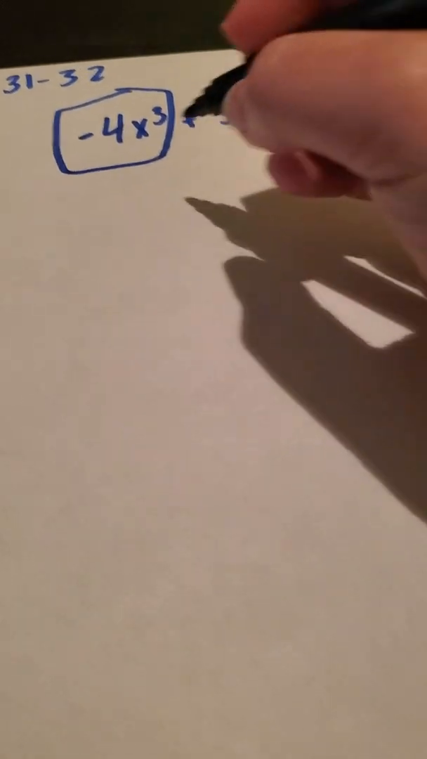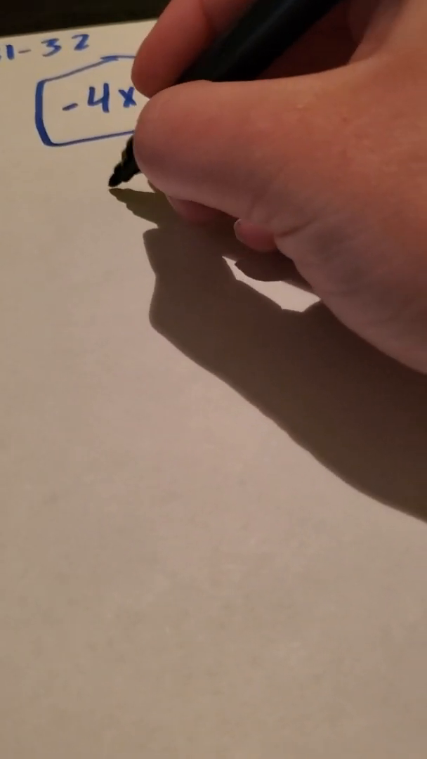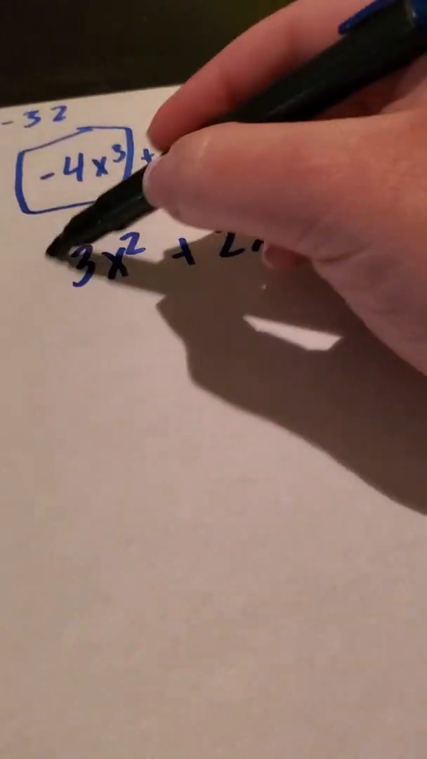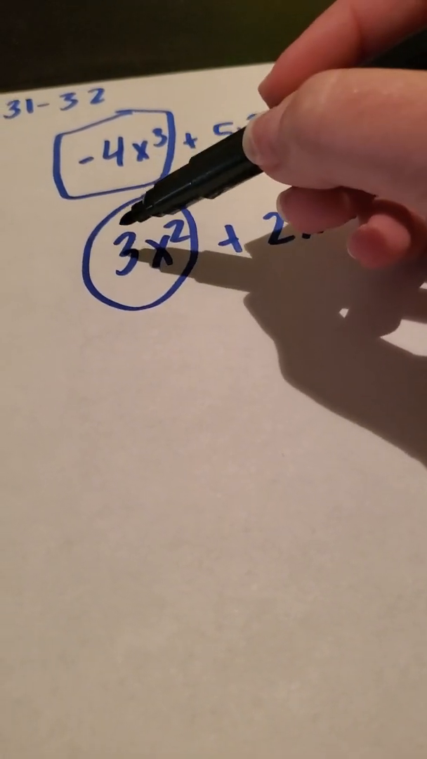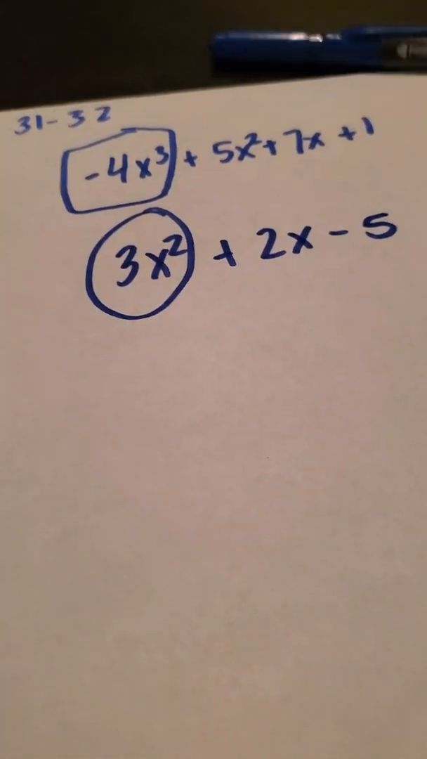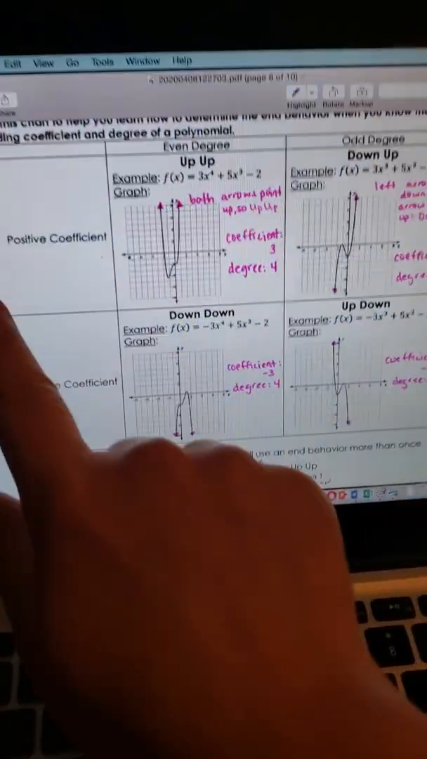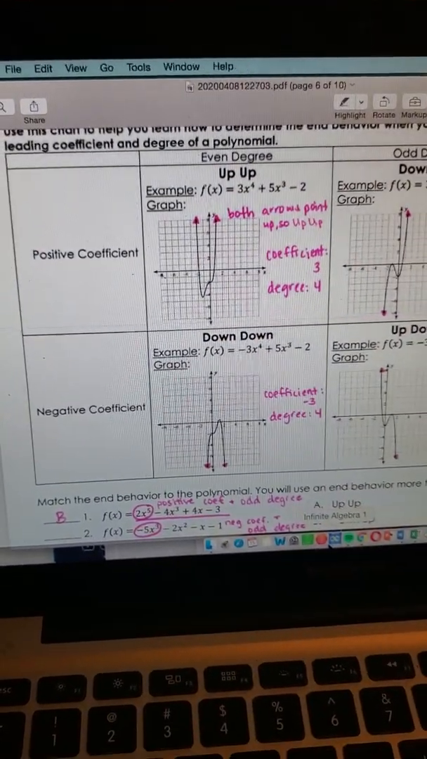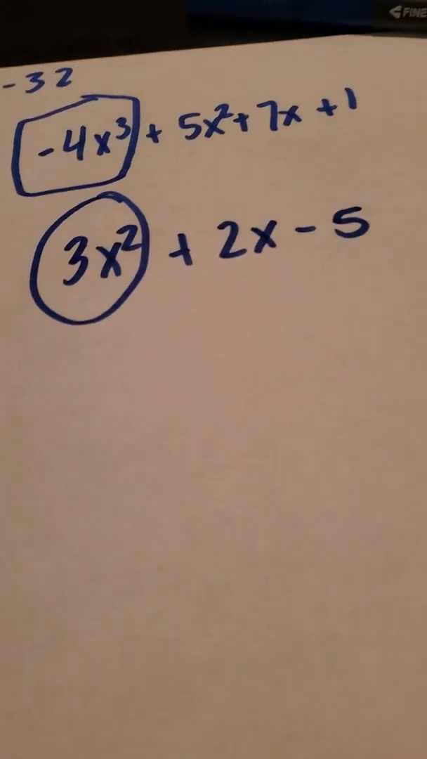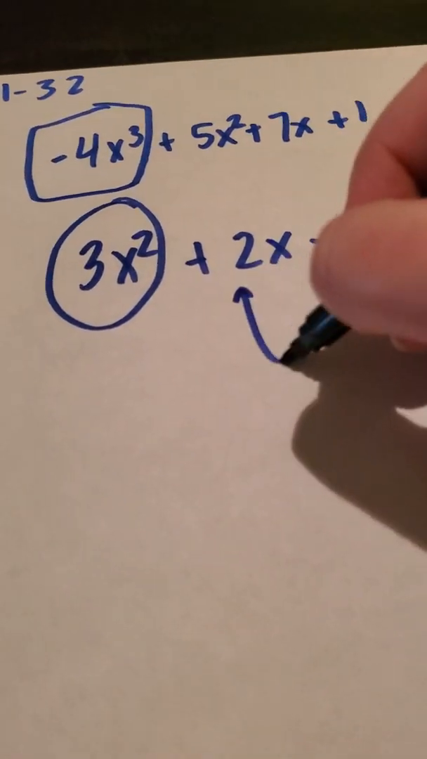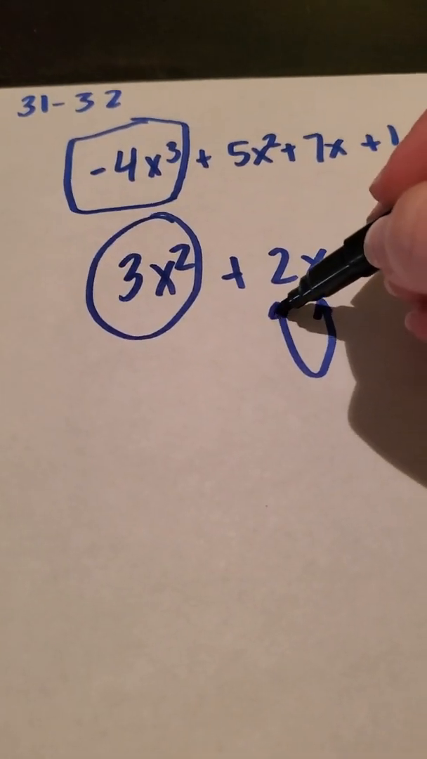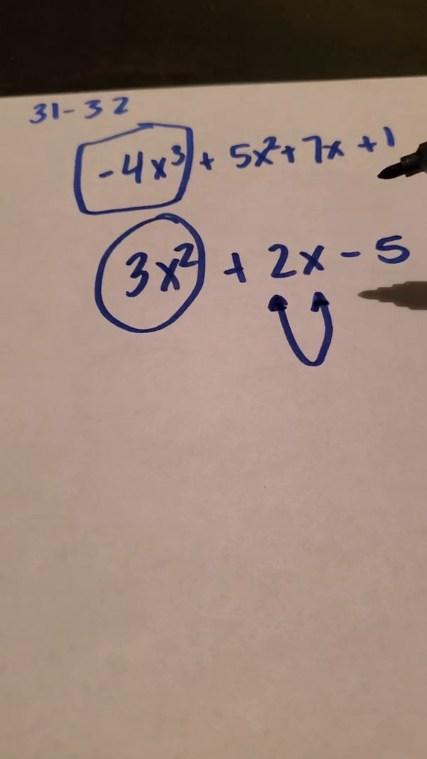Let me make up another one here for us. Let's say 3x squared plus 2x minus 5. Looking at my first term, my coefficient is positive and my exponent is even. So I'm going to go back to this. Positive coefficient, even exponent, even degree, up, up. And we know that this right here is a quadratic, so we know it's going to make that U-shaped graph anyway. Both of those arrows would be pointing up. That's why it's called up, up.